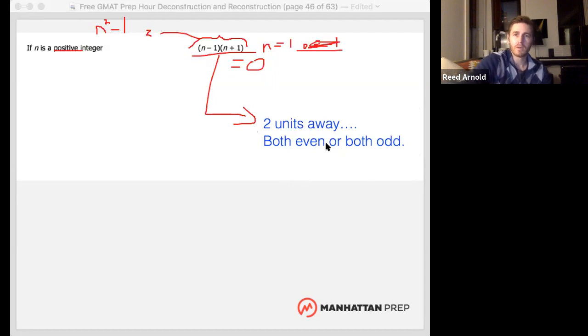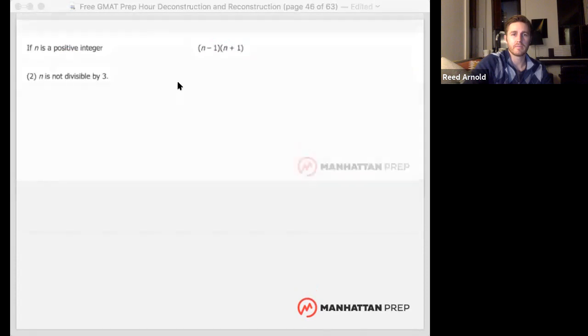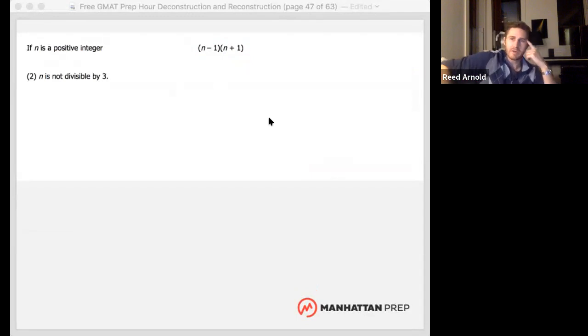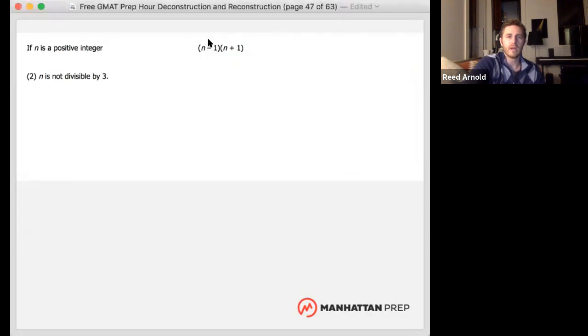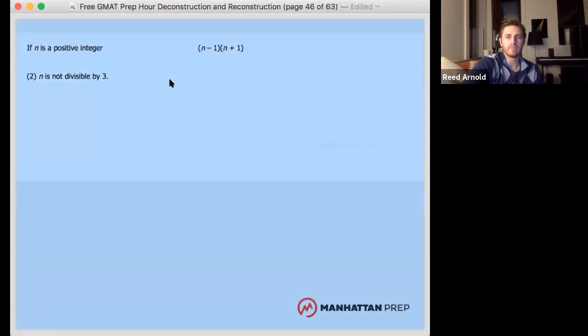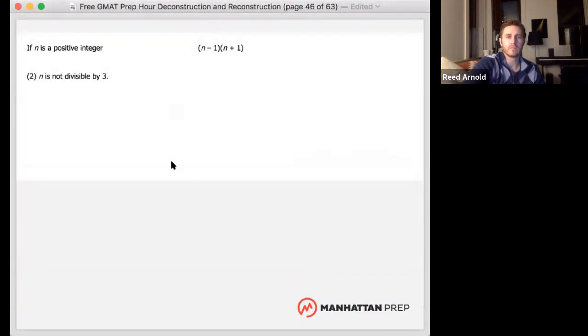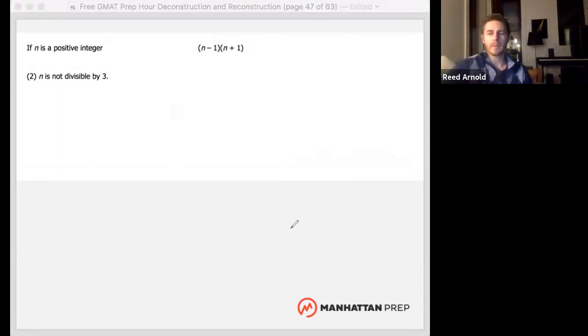Okay. We'll keep digging into this here in a second. Let's go to statement 2 and draw an inference here. N is not divisible by 3. When I have this product, n minus 1 and n times n plus 1. Good, Ollie. So you're talking about the evens and odds. That's true.